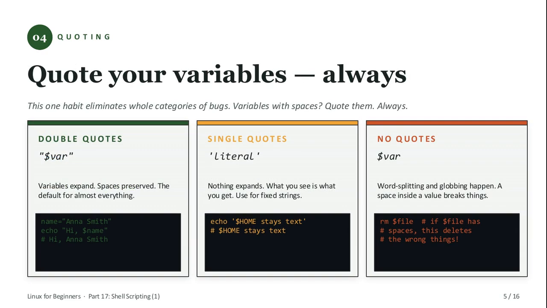And since we just touched on quoting, let's make it a rule. Quote your variables always. Double quotes are your everyday choice. Variables still expand, but spaces inside the value stay intact. Single quotes are purely literal, perfect when you want a $ sign to just be a $ sign. And leaving a variable bare? That's how a file name like my notes.txt becomes two arguments, and an rm command quietly deletes the wrong thing.